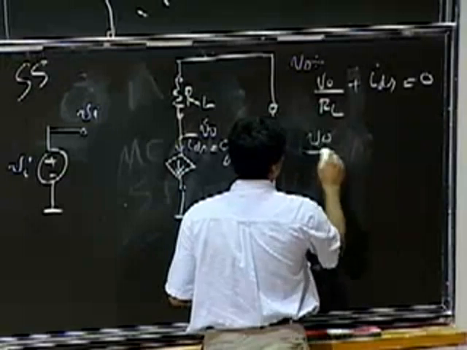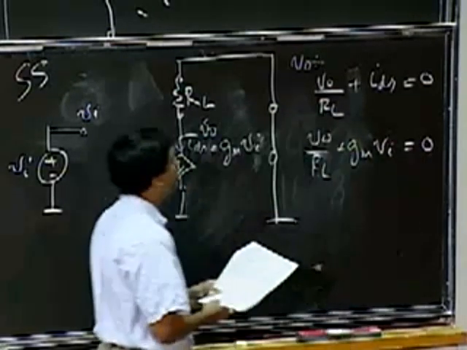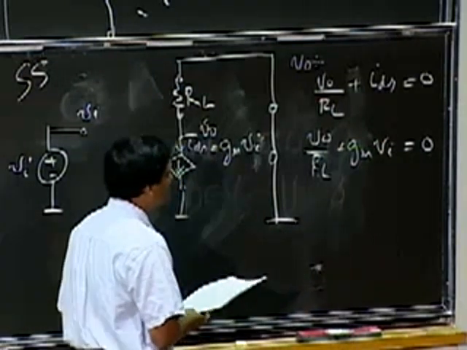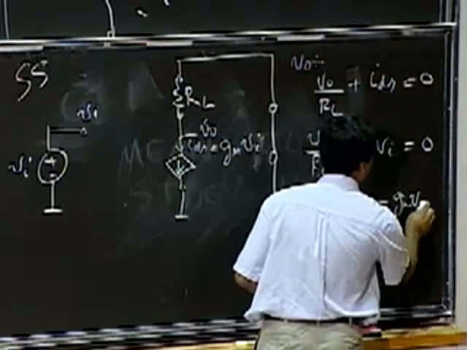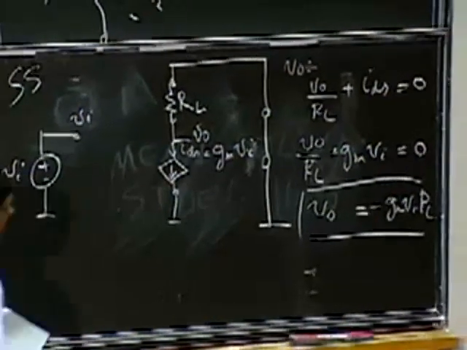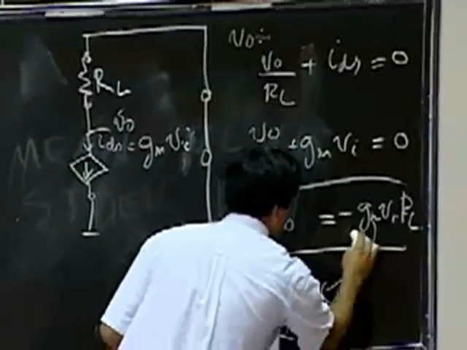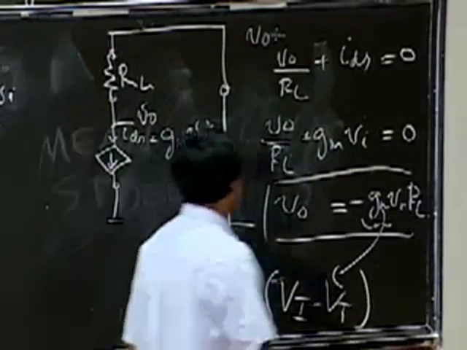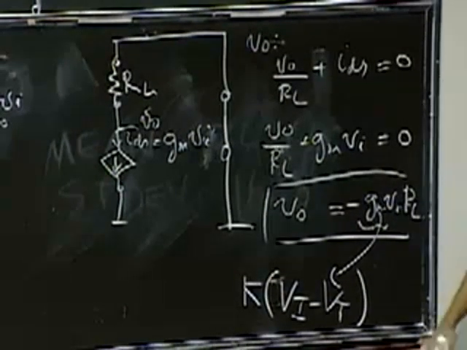And I know that ids is simply gm vi. So right there, I have the relationship between vo and vi. So vo is simply minus gm vi RL. And remember, gm was simply K (VI minus VT). We're done.